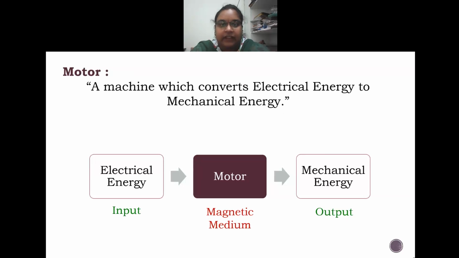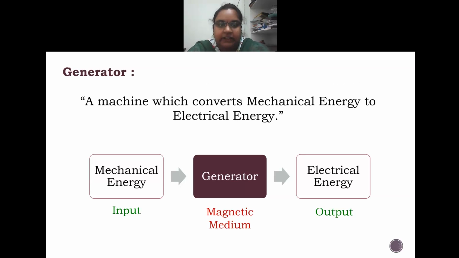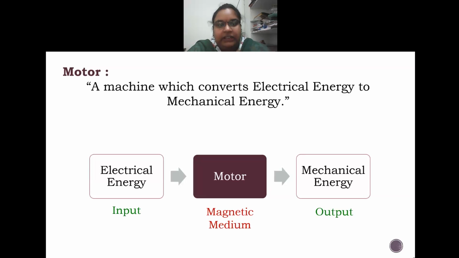In the same manner, we have another machine which is called a motor. In this motor, the electrical energy is the input and the mechanical energy is the output. It is just the opposite of the generator. In a generator, we take mechanical energy as input and take electrical energy as output. But in a motor, we give electrical energy and take mechanical energy. This is the main difference between a generator and a motor.